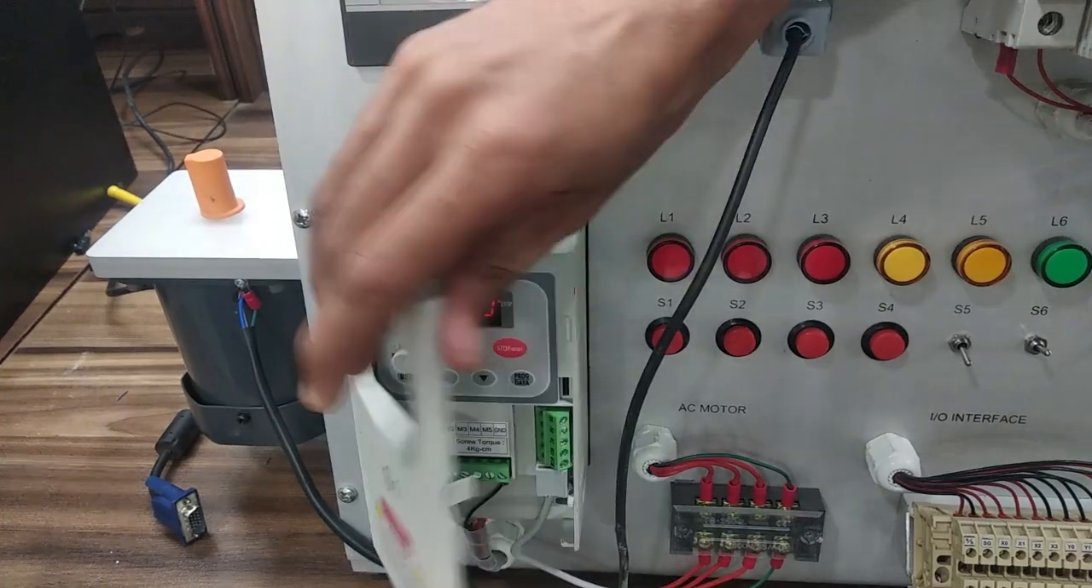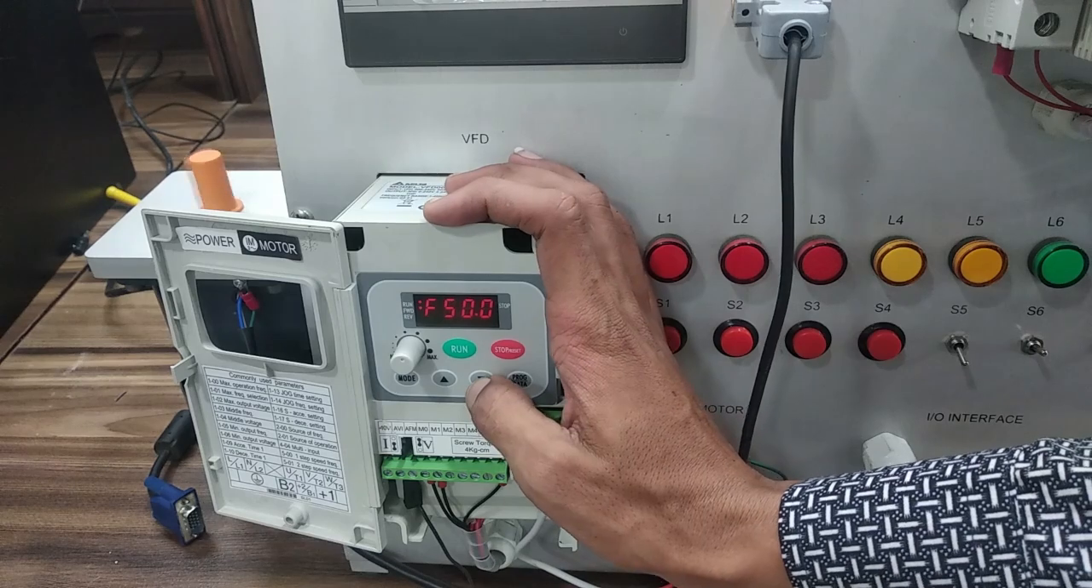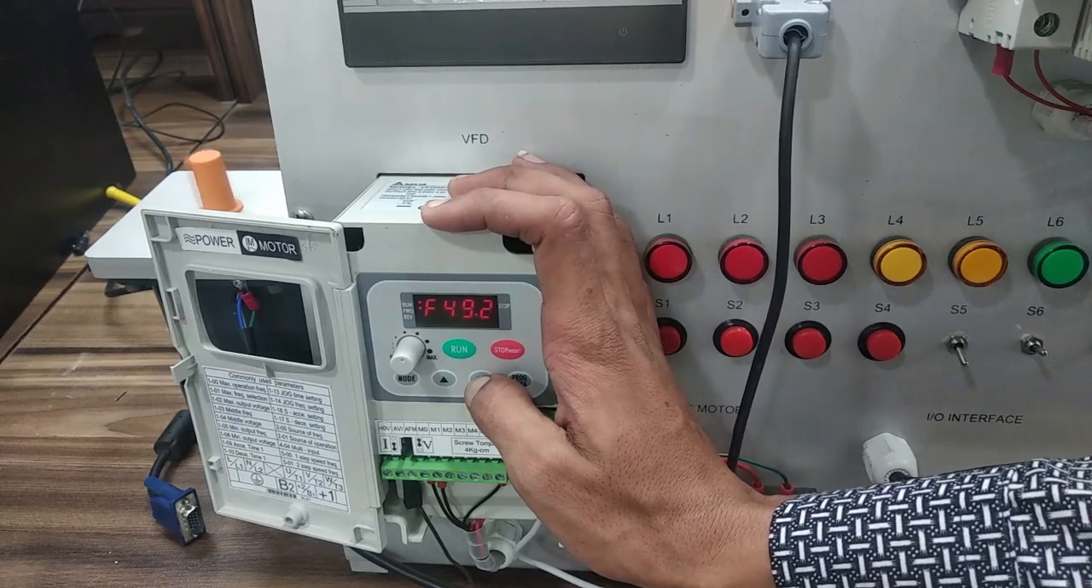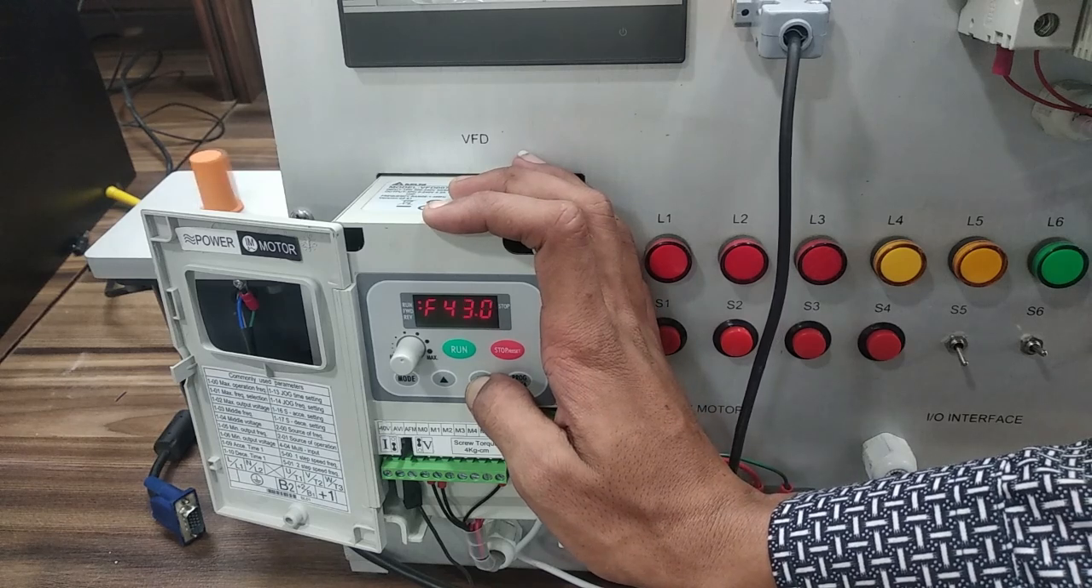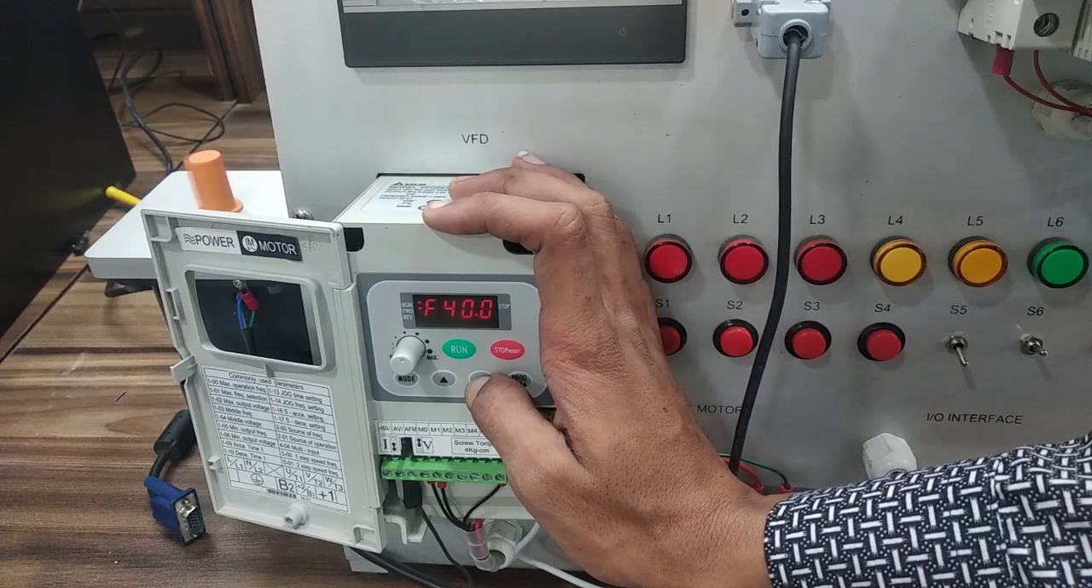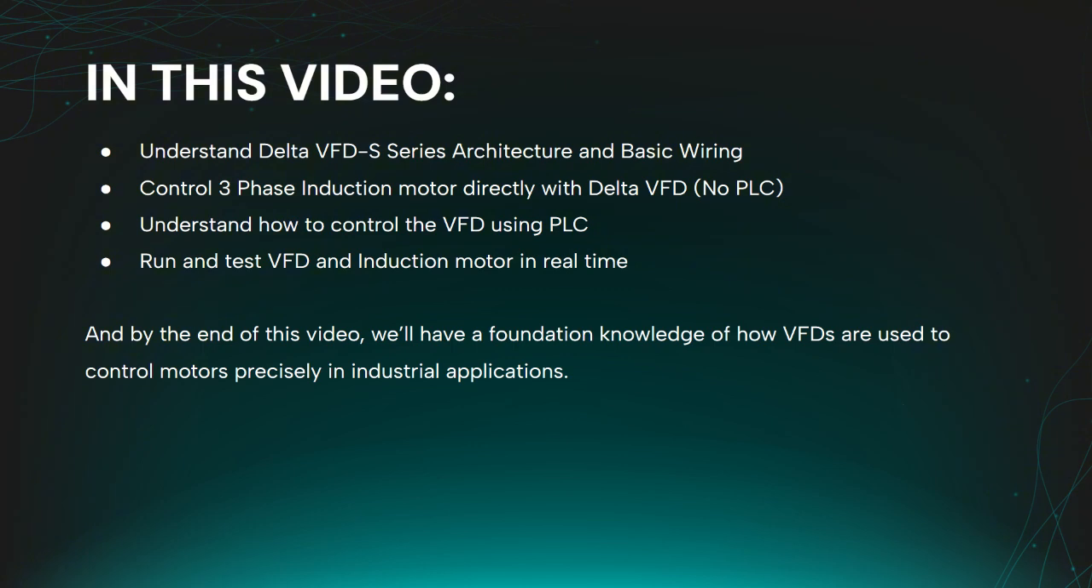This is how industrial motors are controlled in the real world, not by directly connecting them to power, but by precisely controlling the motor speed, direction, and frequency using a variable frequency drive. Welcome to the third video in this industrial automation series.